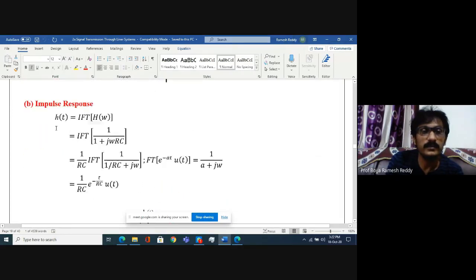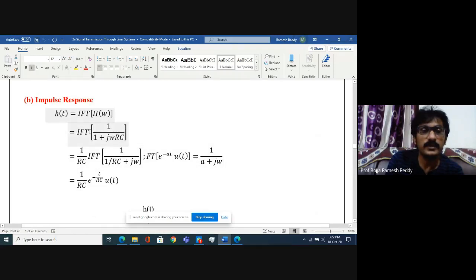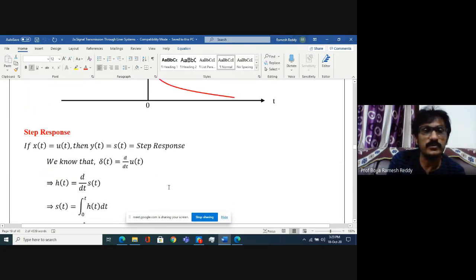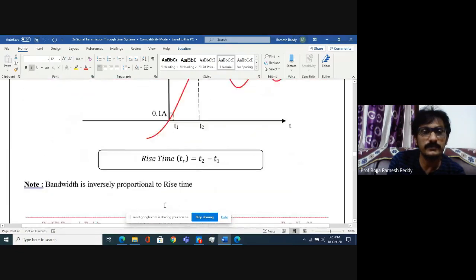See this one, impulse response. How to calculate impulse response? Inverse Fourier transform of system function. That is called impulse response. That is 1 by RC e power minus t by RC u of t. There is a procedure to calculate impulse response and there is a procedure to calculate step response.